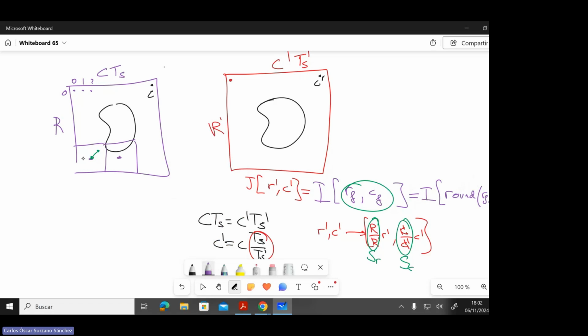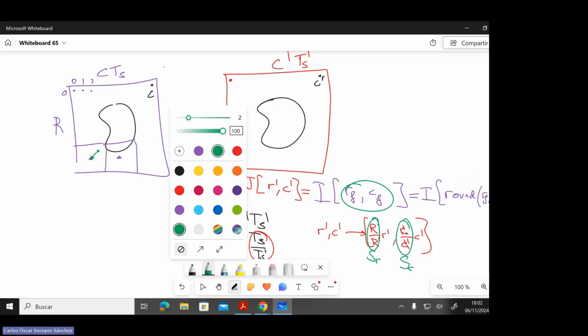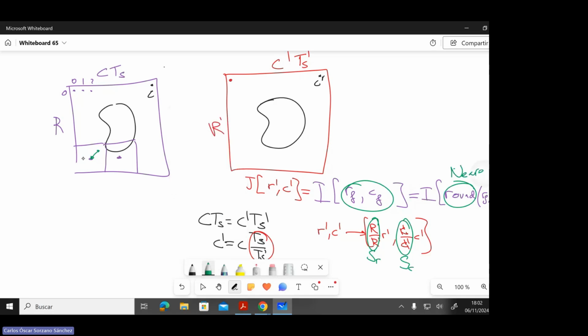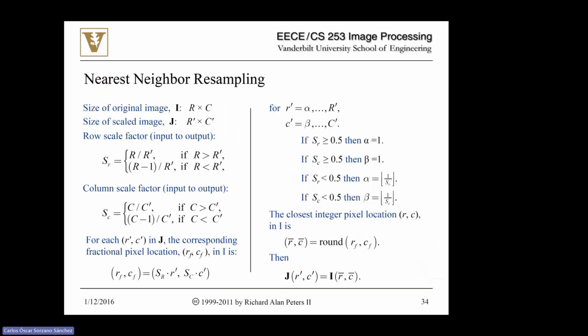Here you understand now the name. So it's nearest neighbor. We are in this domain. Yeah, the green point. Okay, so this is what this slide is explaining.